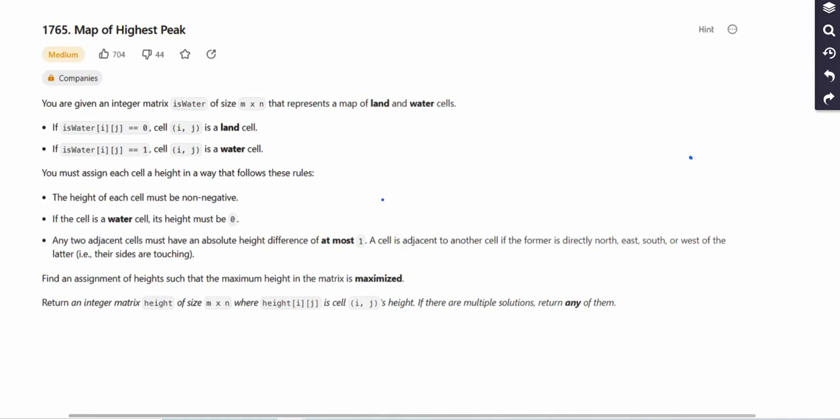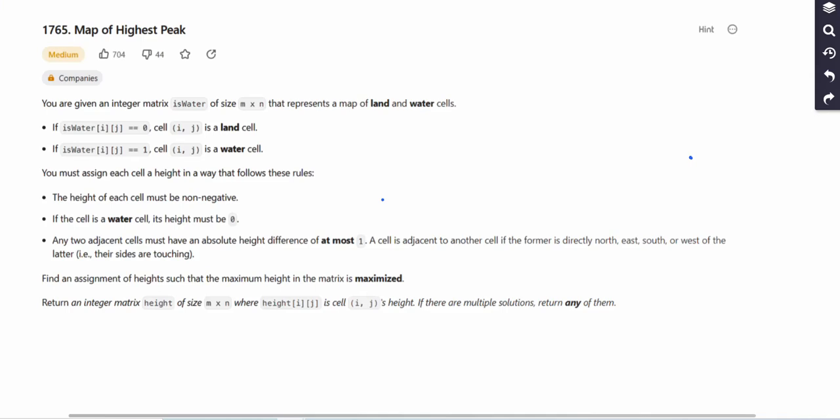So if a particular cell of the matrix contains 0, that cell is basically a land cell. Otherwise, if any cell of the matrix contains 1, then that cell is a water cell. So what do we have to do in this problem? We are given this input matrix isWater. We have to assign each cell a height in a way that follows the rules given in this problem.